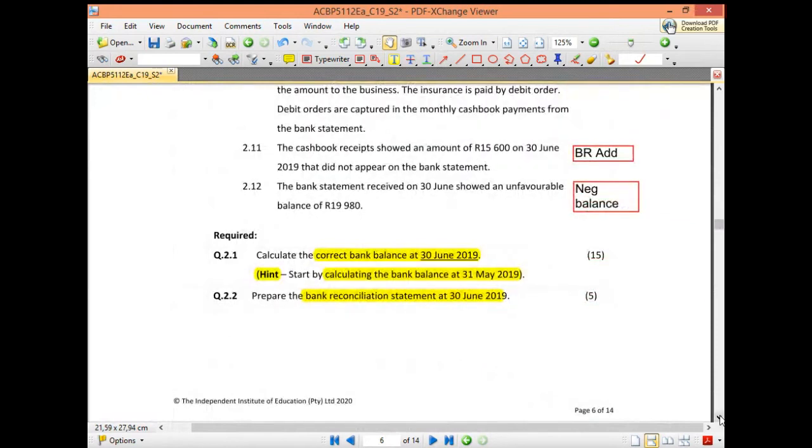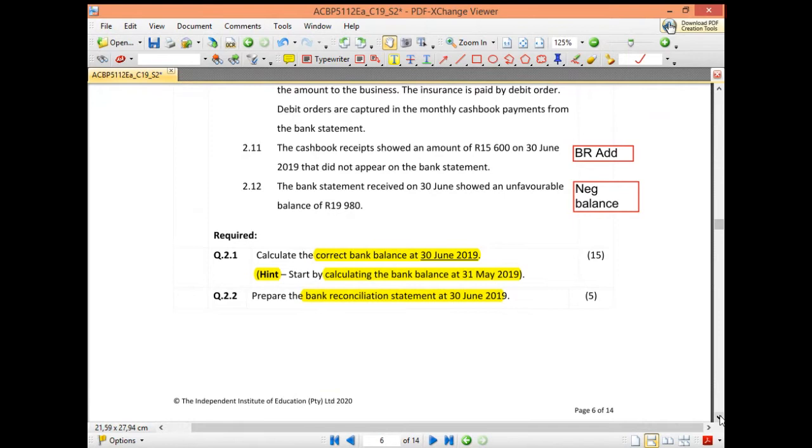You had to do the correct bank balance, which means they have not provided you with the bank balance you require for your bank reconciliation. They have also given you a hint to say that you have to calculate the bank balance as at 31st of May, which means that is your starting point. You start with your opening balance and then you do any adjustments that would go to your cash book receipts, cash book payments to get to the correct balance.